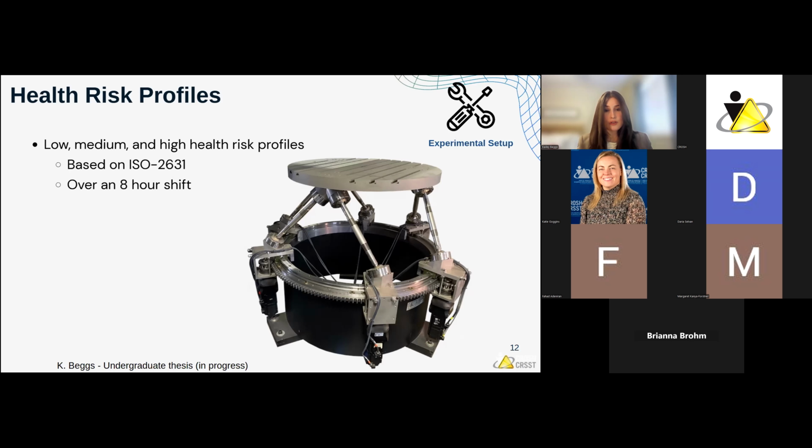And the profiles we used for this study, that we converted into the Rotopod, are based off of real field data on different pieces of equipment. And then the signals were coded into this Rotopod platform.